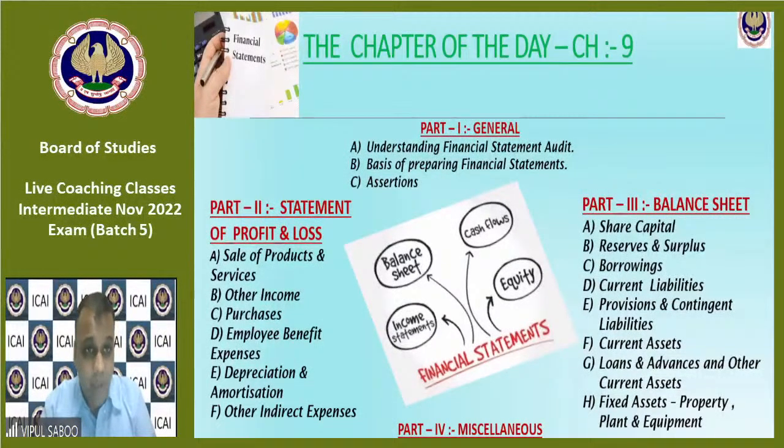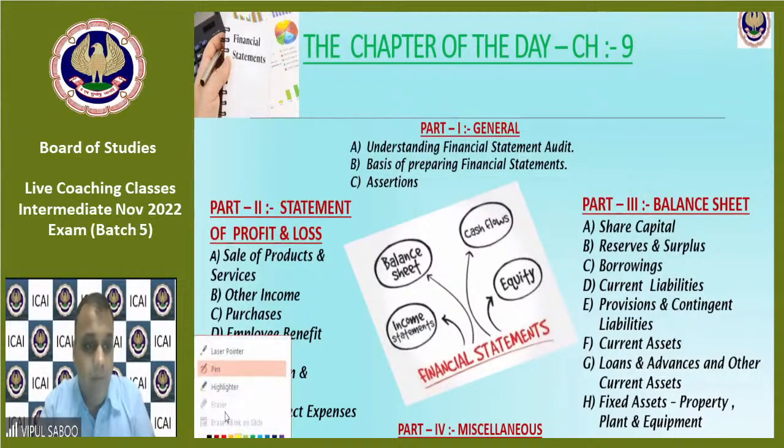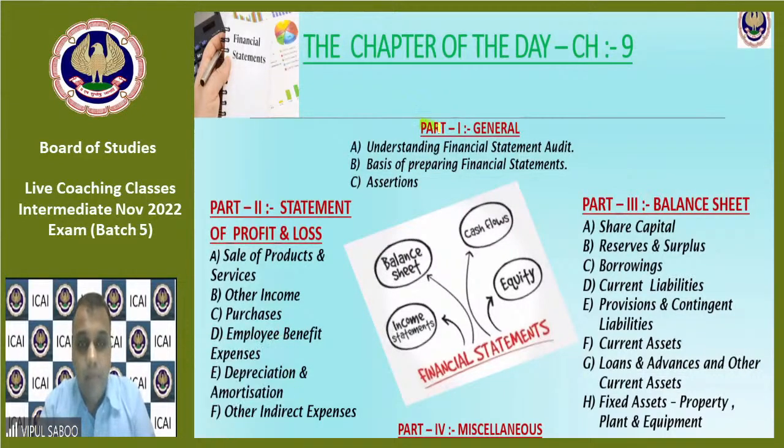We'll take up the general part and then we'll move to part 2, statement of profit and loss. Part 1 is general, part 2 is statement of profit and loss. Then we'll move to the balance sheet. And last part, some miscellaneous topics from this chapter.